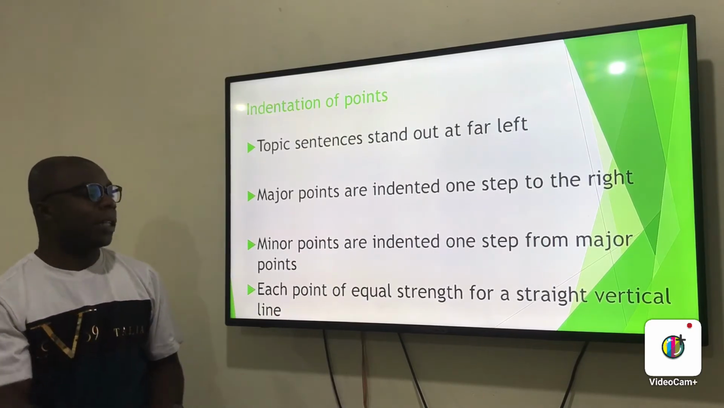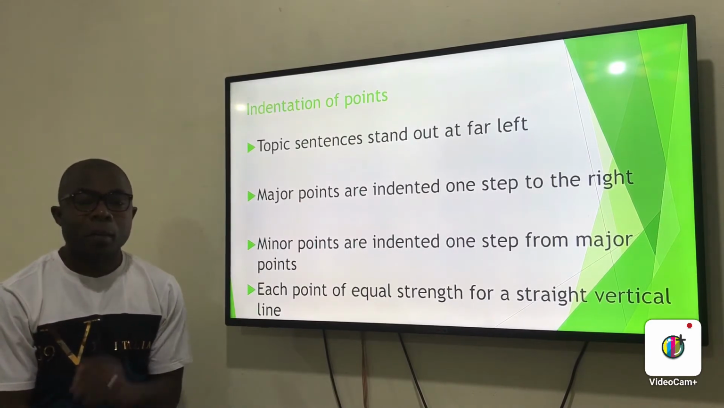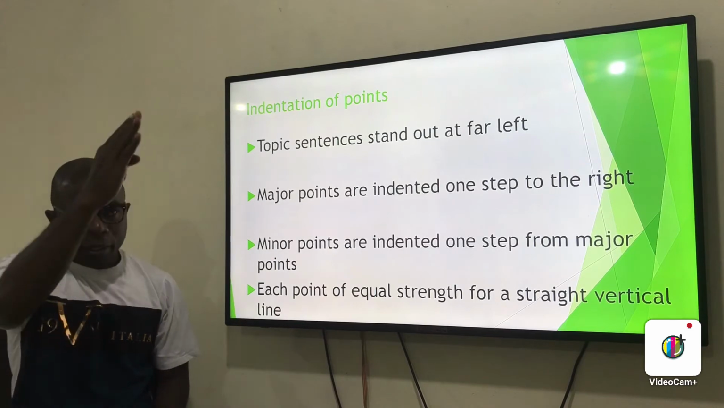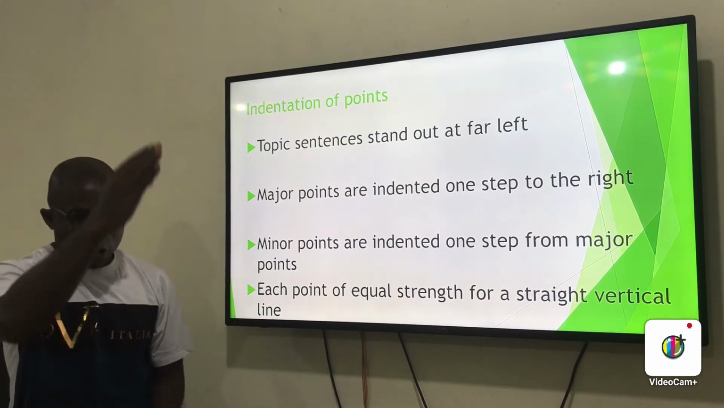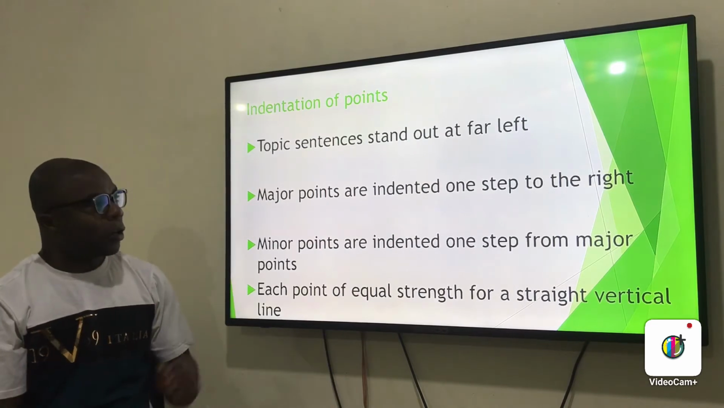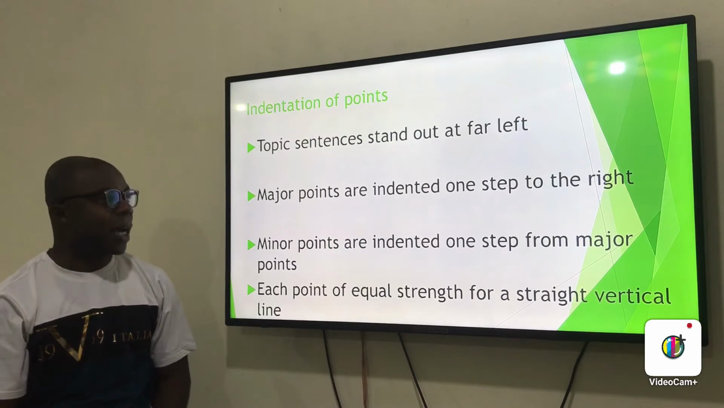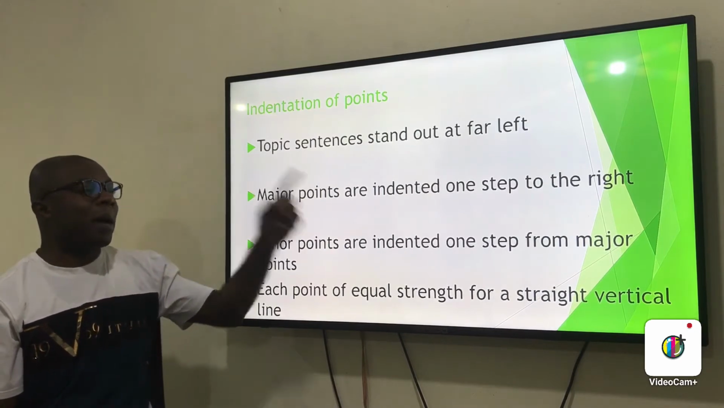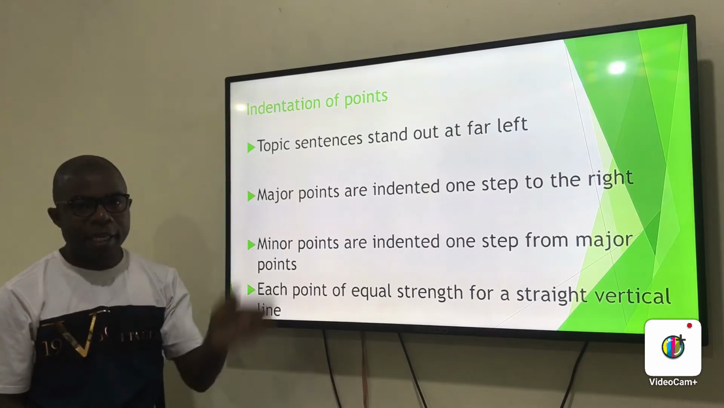So that if you look at major supporting points, you see them in a straight line. And then if we have minor supporting points, also in a straight line. And then of course the topic sentences also in a straight line. But the topic sentence to the minor supporting points will form a diagonal line because of the indentation.